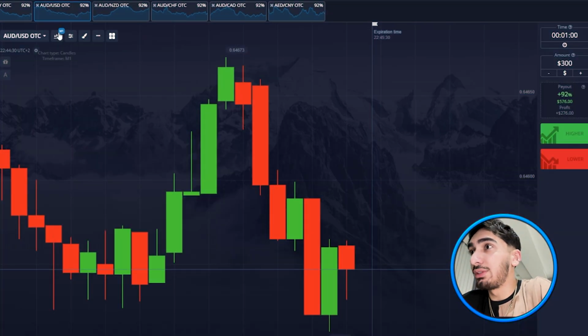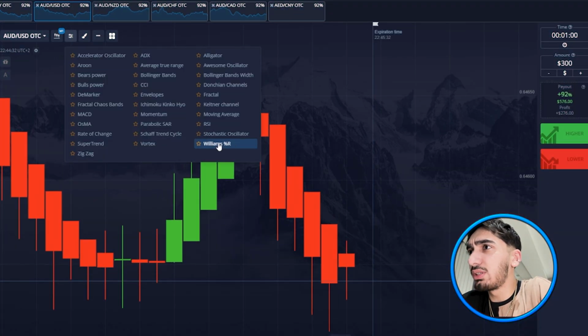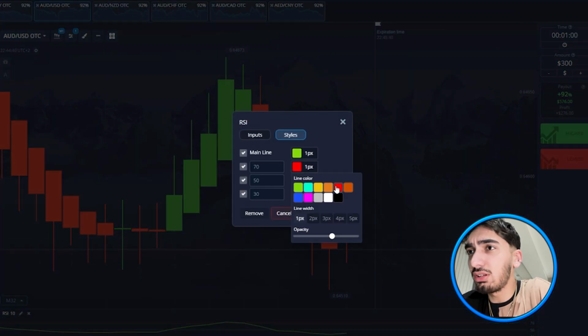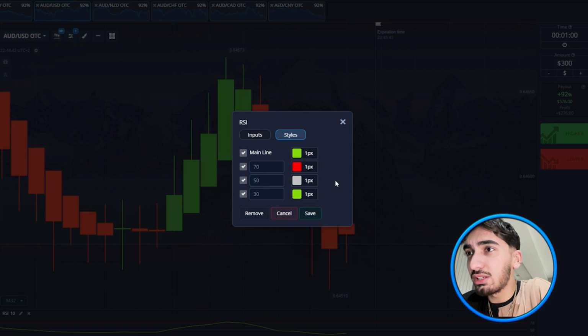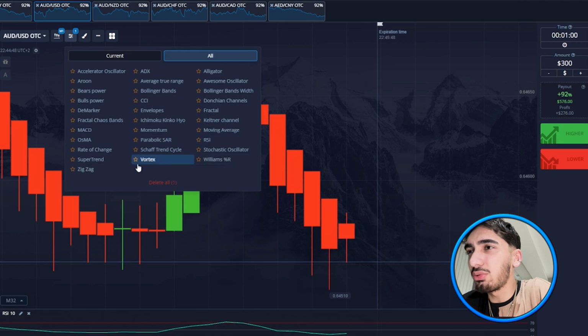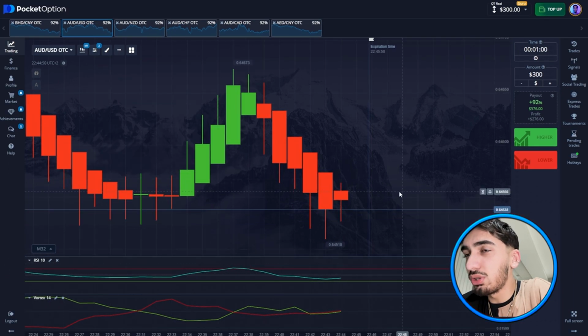So what we have right here, first of all, I'm going to change it to the candles, then go to the indicators. The period I'm going to make 10 here, the line, the color. Let's make it green right here. This one is going to be like, it's not blue, I don't really know what color it is. Then put in the vortex there.